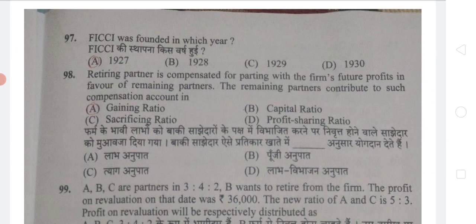FICCI was founded in which year? A. 1927. Retiring partner is compensated for parting with the firm's future profits in favor of remaining partners. The remaining partners contribute to such compensation account in a gaining ratio.